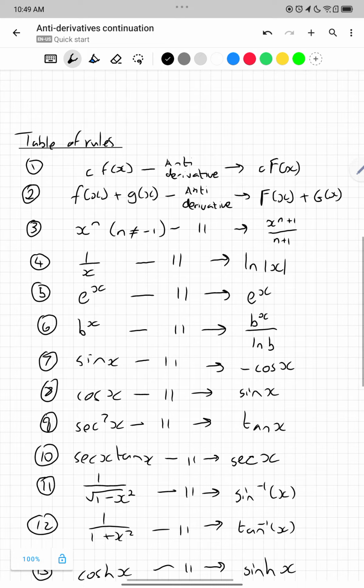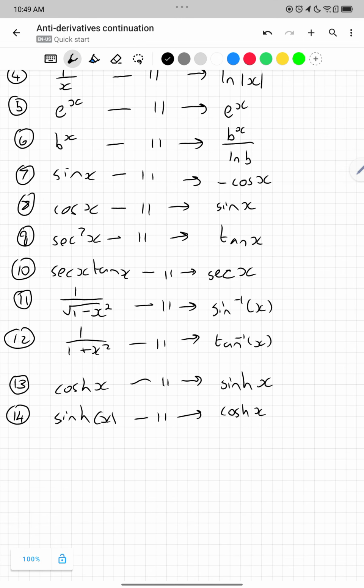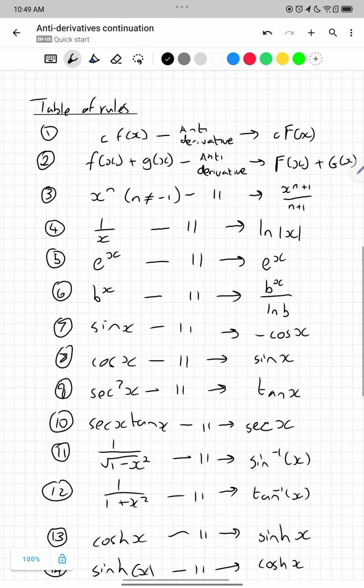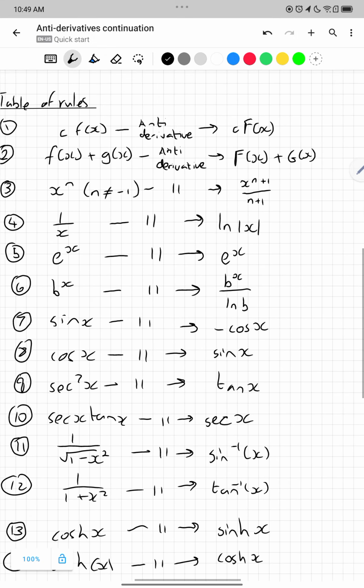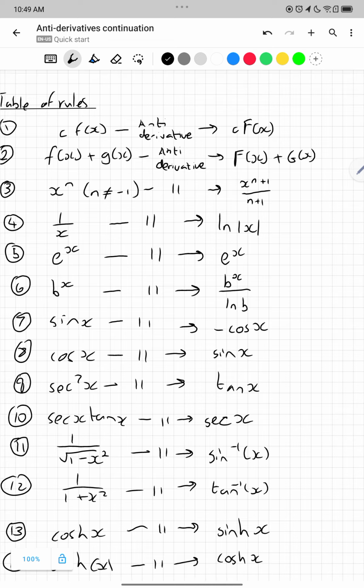Right, so this is the table of rules. But if you're proficient at deriving, you do not need this. If you know your derivatives, you don't need this. But if you still need a bit of work with your derivatives, you need this table. The only part I think you need is this part. We need to always be remembering this and this. These two are of great importance. But the rest, if you know your derivatives, you should know.